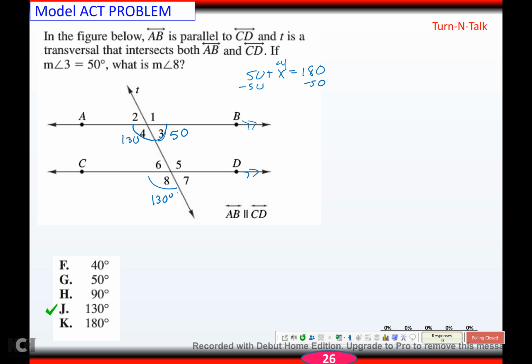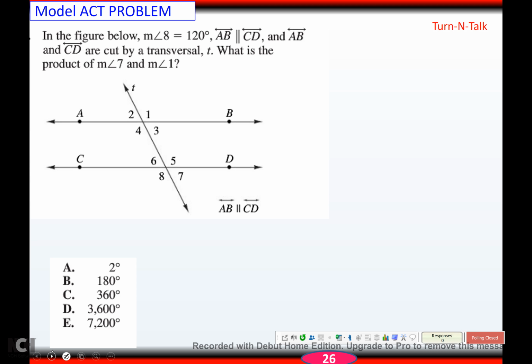There's lots of ways to get there. You want to find something that's either in the same position or vertical to it. So if you find that one, you can say that one's the same thing. Try this one, hit pause, come back when you're ready.